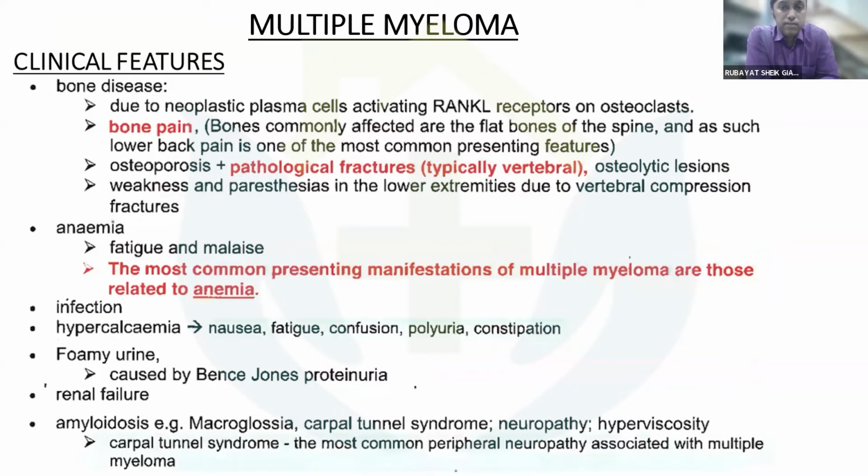As a little bit more detail, you will have a scenario of an elderly patient having bone pains, who may even have pathological fractures. They have features of anemia, that is fatigue, malaise, features of hypercalcemia like confusion, polyuria, constipation, abdominal pain, repeated infections, features of renal failure. So you will have these features in an elderly patient.